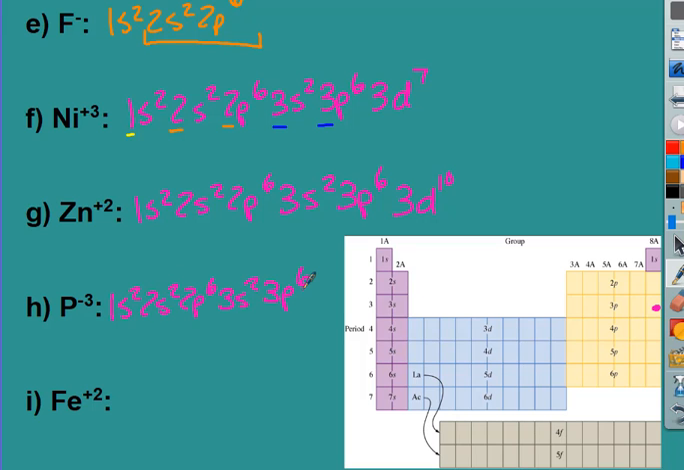And finally, pause the video and write your configuration for iron 2 ion. So your configuration should be 1s2, 2s2, 2p6, 3s2, 3p6, 4s2, 3d6. But since it was a plus 2, I'm going to lose that 4s and just be left with 3d6.